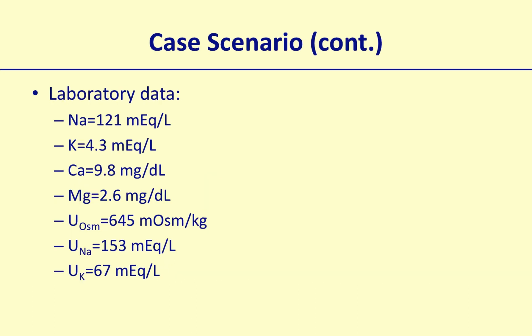And these are the labs. The sodium is 121, potassium is 4.3, calcium is 9.8, magnesium is 2.6, urine osmolarity is 645, urine sodium is 153, and urine potassium is 67.